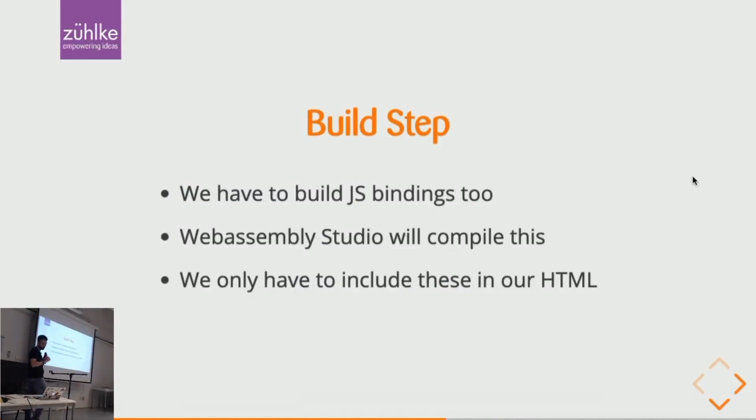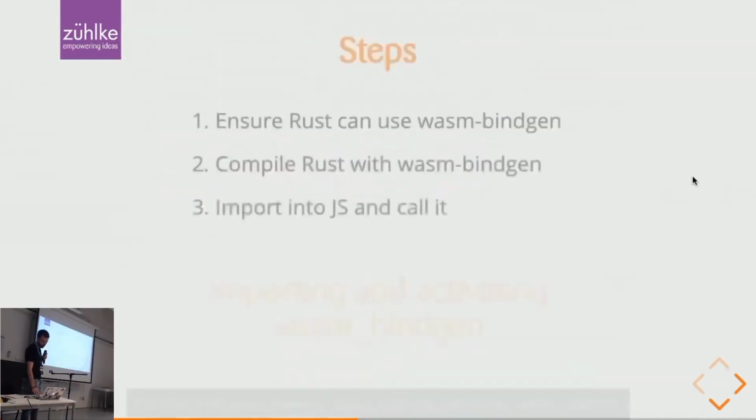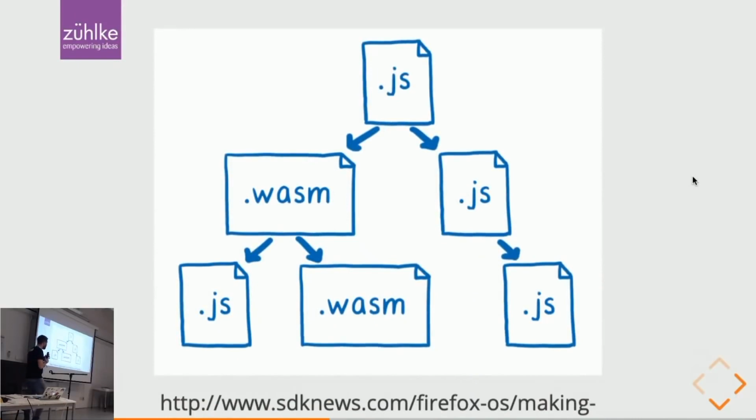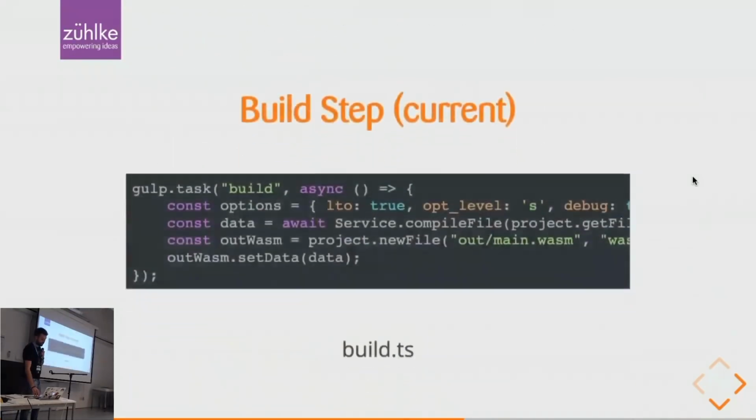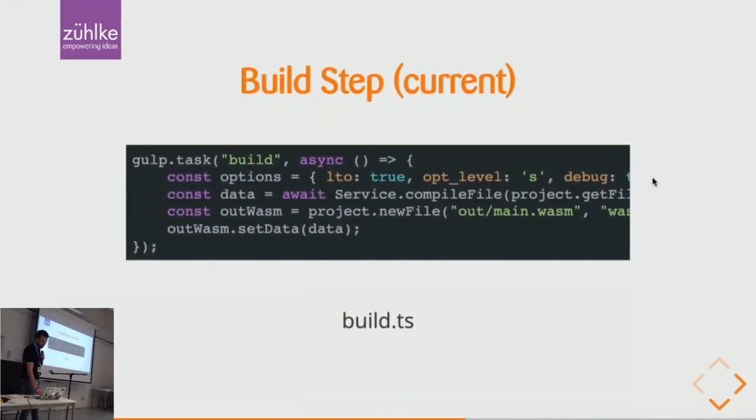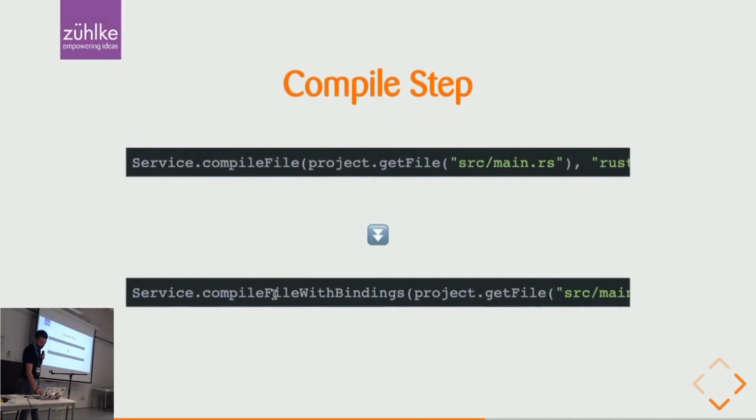So there's one last thing. If you recall the diagram from up above, when I showed you that build.ts file, you saw that the Rust file is only compiled into one WASM file. And we have to change that now, right? Because we have these JavaScript bindings. So what WebAssembly Studio is providing us, this is what it is now, service.compile file. But WebAssembly Studio actually has compile file with bindings. Very cool.